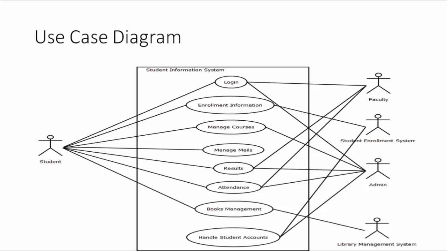Now the administrator is notifying the students whether their results are generated or not. So the administrator is also attached to this results use case. Next use case is attendance. It is the same as the results. The faculty will submit the attendance and the students will get the attendance.